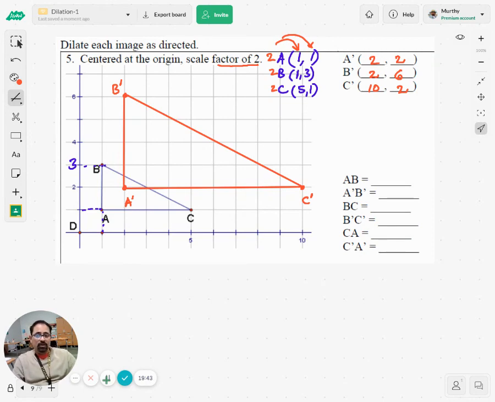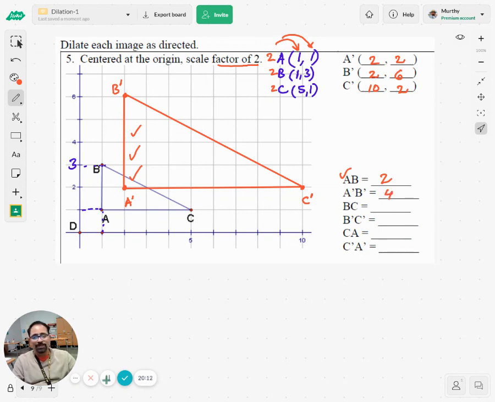Next, length of AB. My bad, let me take. Okay, length of AB if you are taking. So you can see that I'm counting the number of blocks here. So AB is 2 and A prime, B prime, 1 block, 2 blocks, 3 blocks, 4 blocks. So here it is 4.